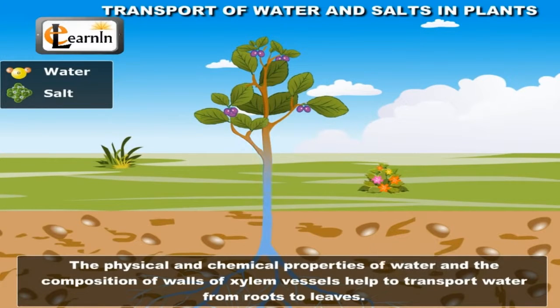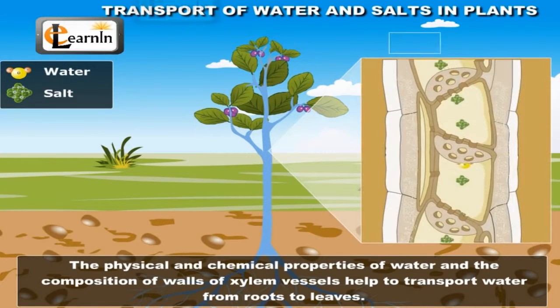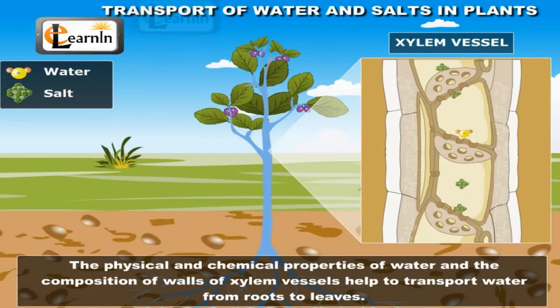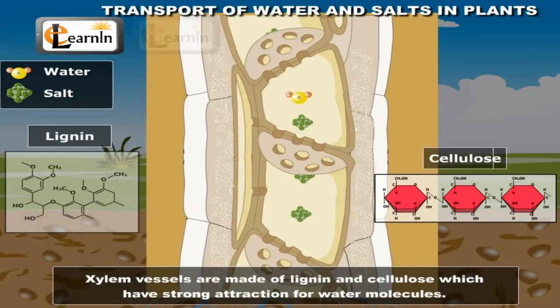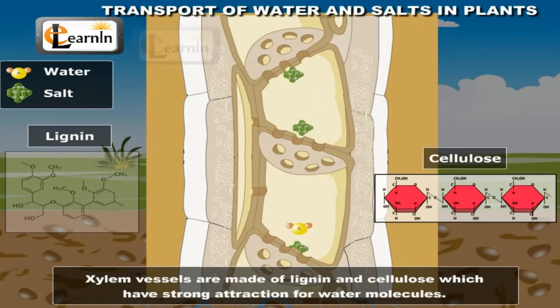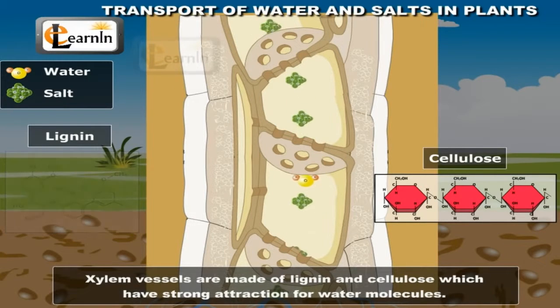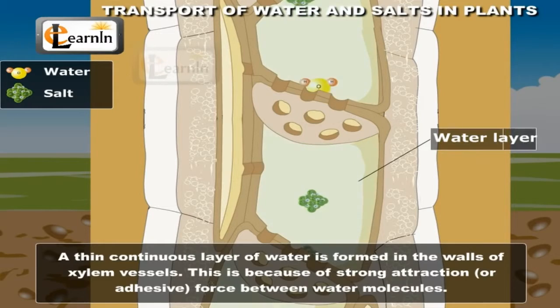The physical and chemical properties of water and the composition of the walls of the xylem vessel help to transport water from the roots to the leaves through the vessel we call the xylem. The xylem vessels are made of lignin and cellulose, which have a strong attraction for water molecules.